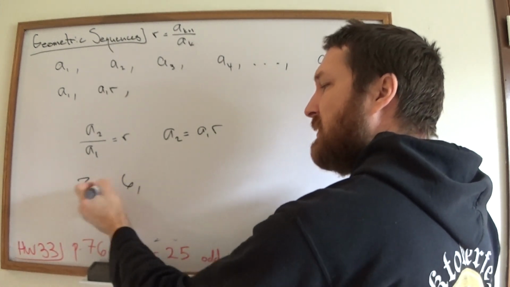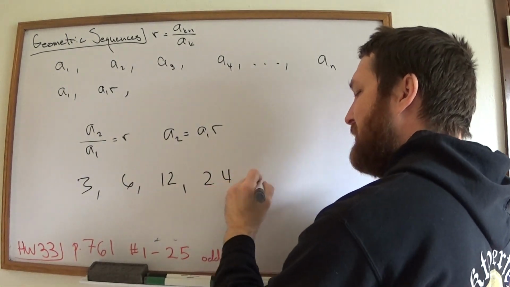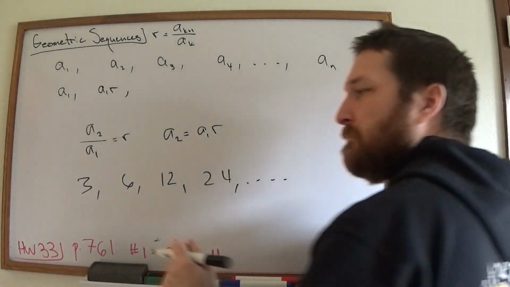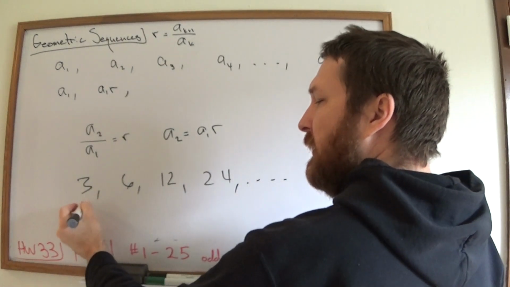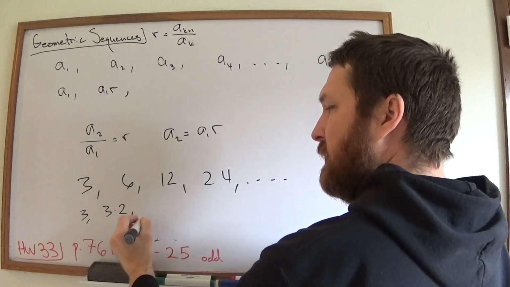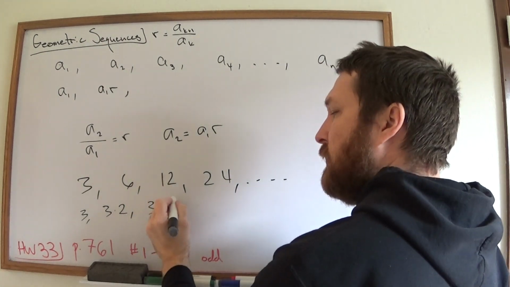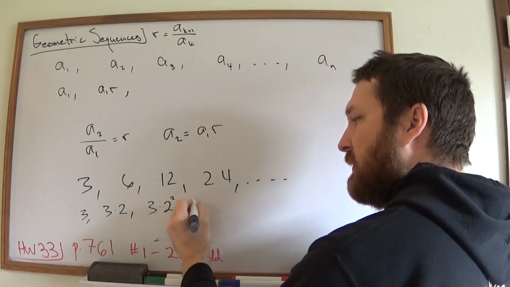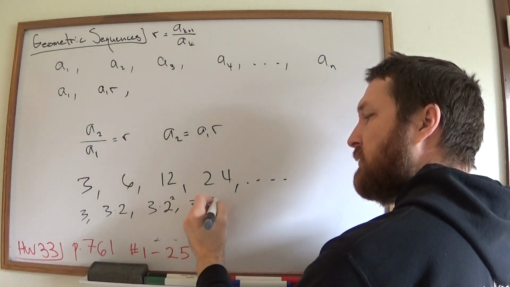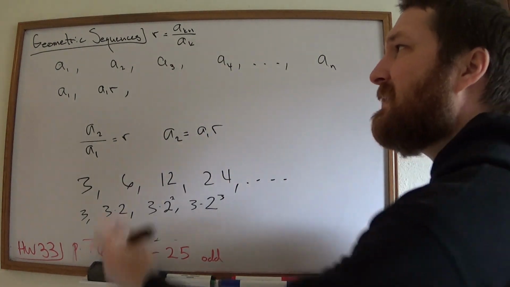3 times 2 is 6, times 2 is 12, times 2 is 24. And that's exactly how I obtained this sequence when I wrote it down right here. So here we had 3, and again this was 3 times 2. This was 3 times 2 times 2, or how about 2 squared? This is 3 times 2 times 2 times another 2, or how about 2 to the third, and so on and so forth. And this is the same thing here.